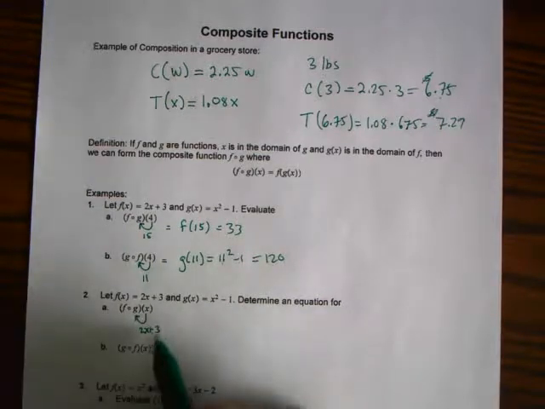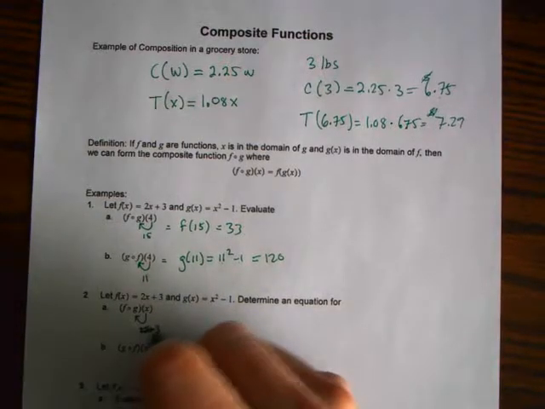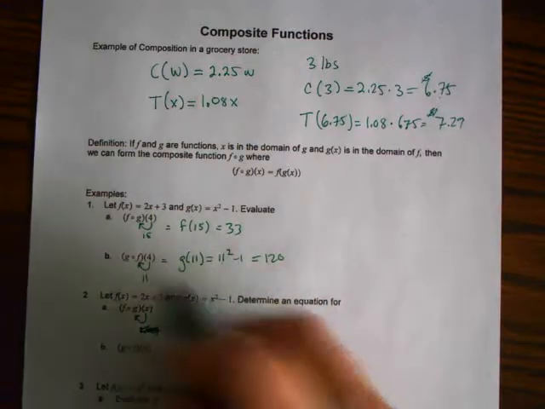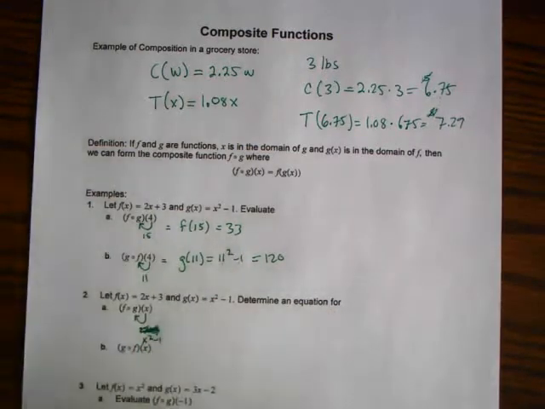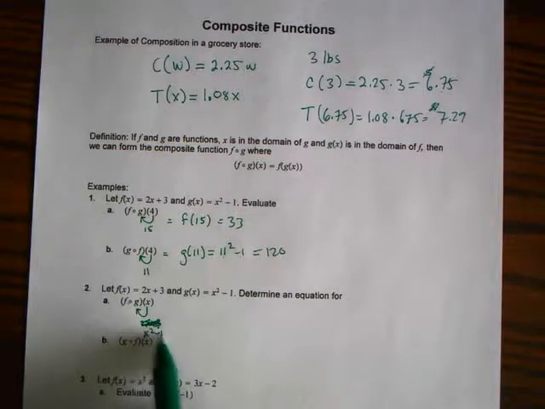And then you take that answer, 2x plus 3, and you plug it into the f. Oh, I'm sorry, I wrote that backward. g of x is x squared minus 1. Ugh, bad. All right, so I start with g of x. g of x is x squared minus 1.